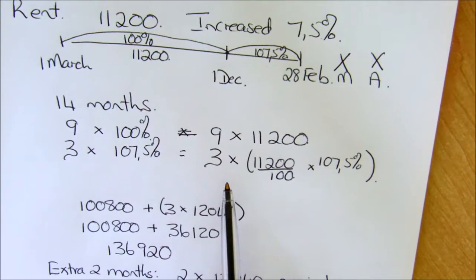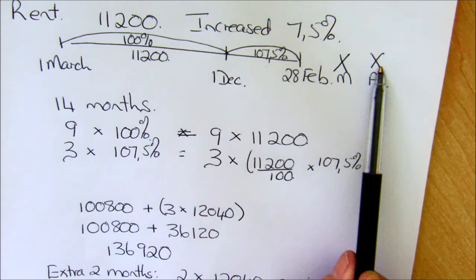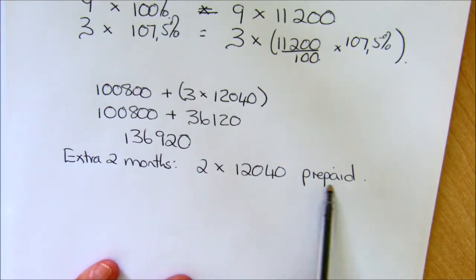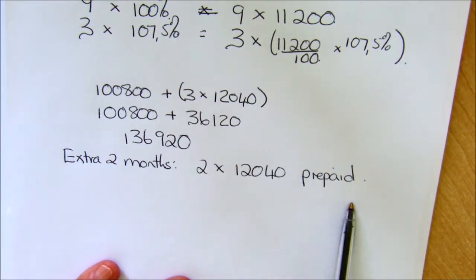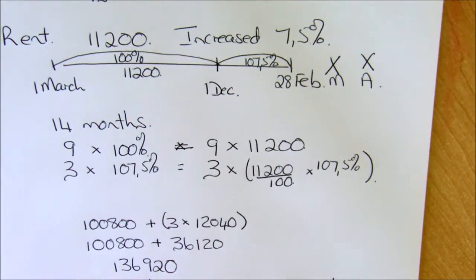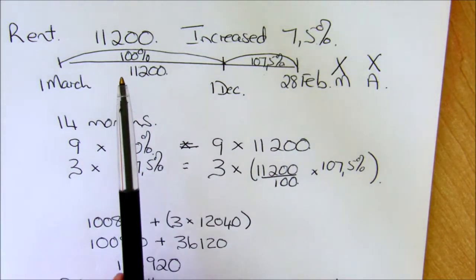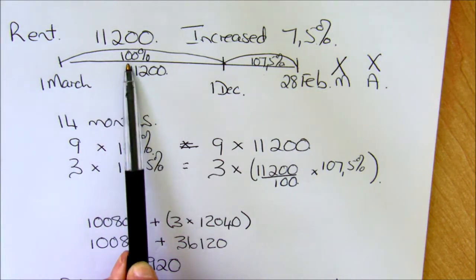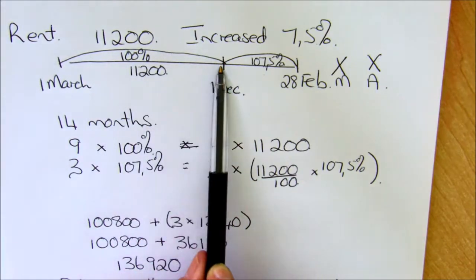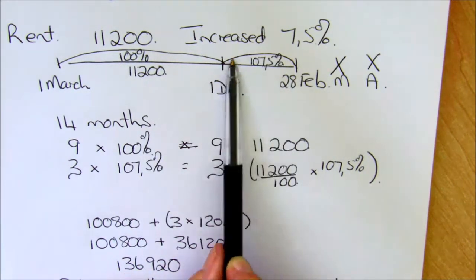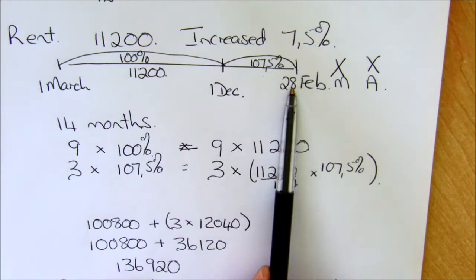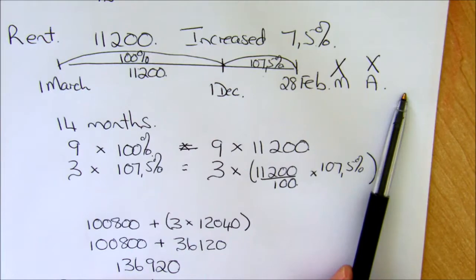Anything over and above that would be prepaid. Now, as they originally told us that 2 months had been prepaid, 2 months times the new amount, because remember it was after the increase, is the prepaid amount. My focus here is on these calculations, these percentages. So just going back to reinforce, rent was 100, it then increased to 107.5. For 9 months we had 100%, and for 3 months it was 107.5. As the rent figure was more in this particular adjustment, the extra 2 months were prepaid.